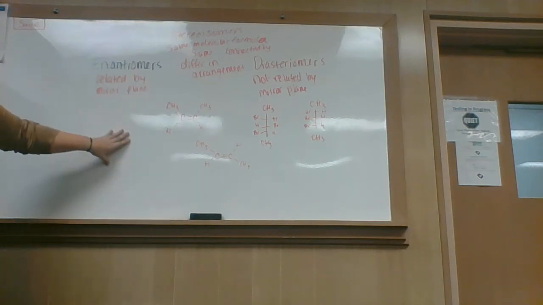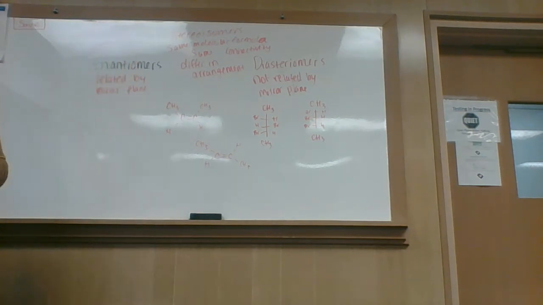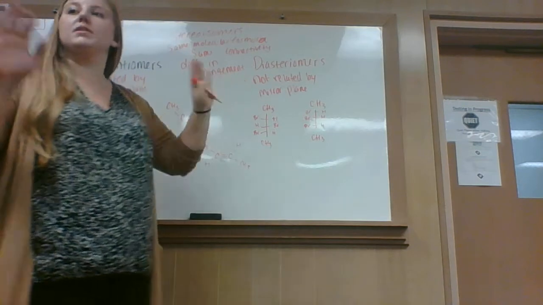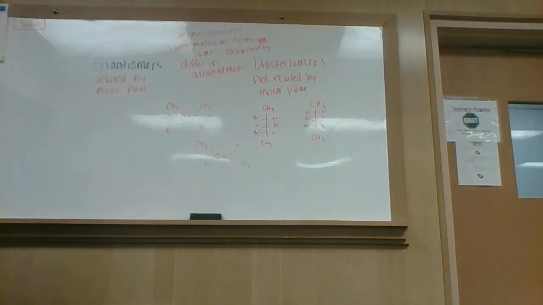Any questions on enantiomers, diastereomers, this kind of stuff? For diastereomers, can they be superimposable ever? So they are not mirror images, right? So to be superimposable, you would have to be mirror images of each other. Okay. Thank you. No problem.